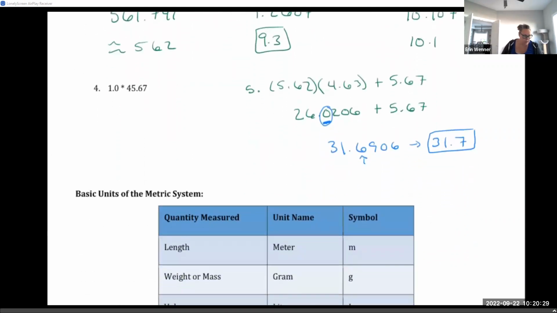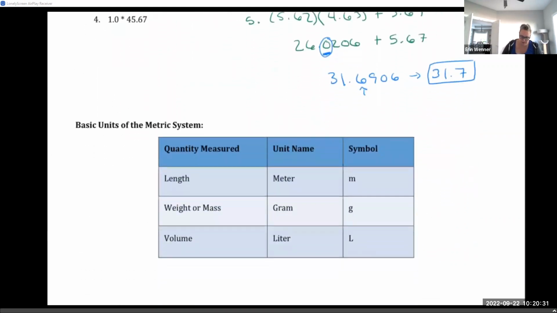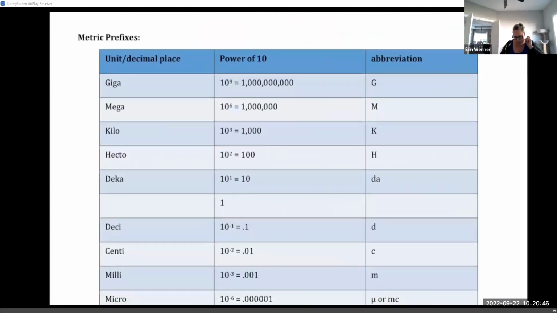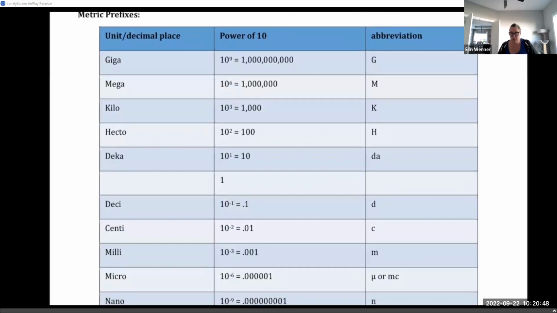Okay, so switching gears to the metric system. So the basic units of metric system: length is meter, the weight or mass is grams, and volume for liquid measurements is going to be liters. So when we think about the metric system, we talked about powers of 10 already, right? We did scientific notation just on Tuesday, right?